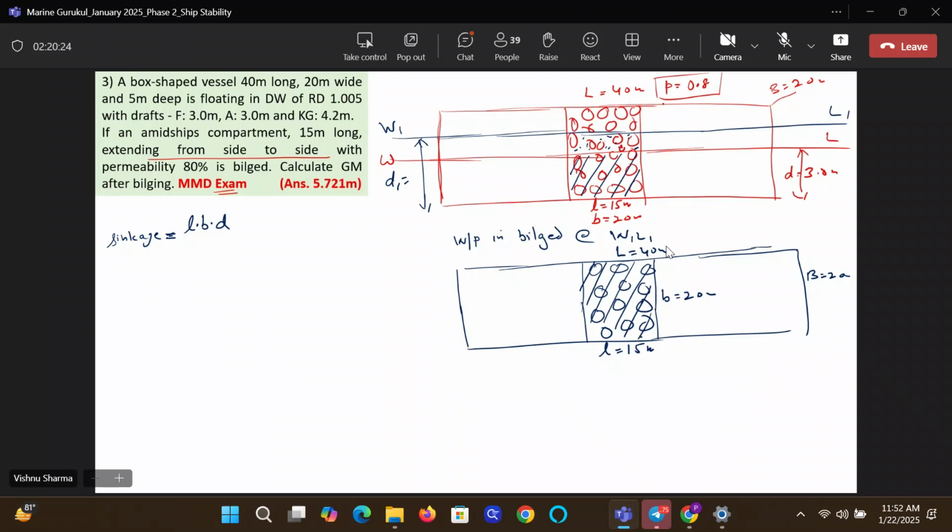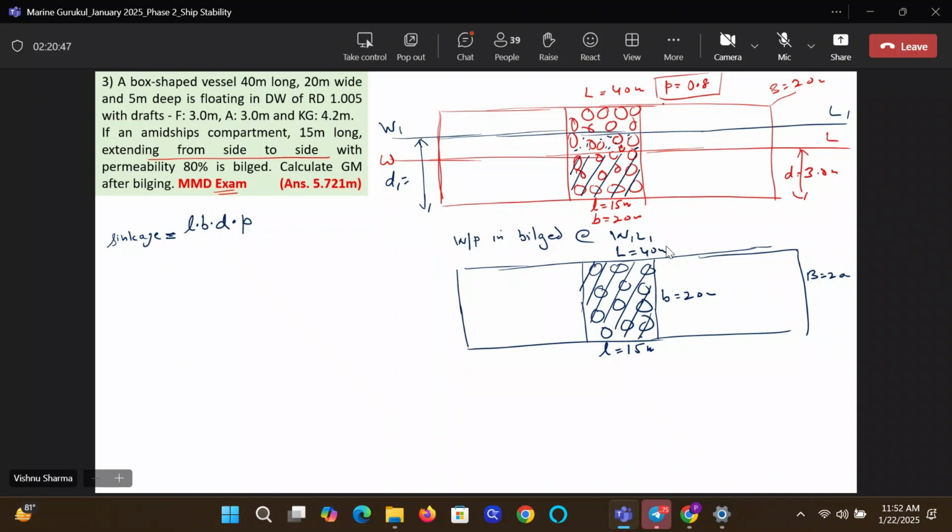80% of this space is available, not 100%. If 100% was available, this much is the buoyancy lost. But now only 80% of it is available for water to occupy. So that means buoyancy lost will also reduce in the same proportion. So I'll multiply it by P. My lost buoyancy will reduce in the same proportion as the permeability.